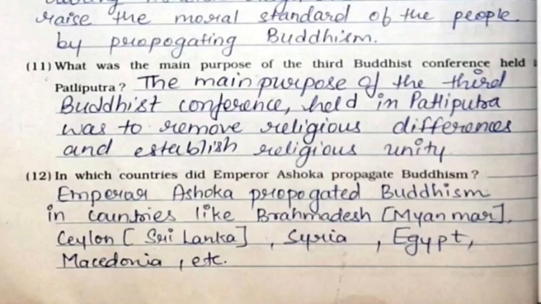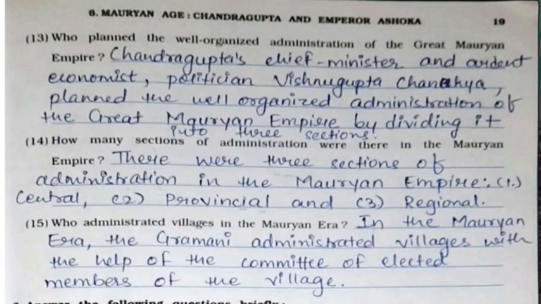12th one, in which countries did Emperor Ashoka propagate Buddhism? So, Emperor Ashoka propagated Buddhism in countries like Brahmadesh, that is Myanmar, Ceylon, that is Sri Lanka, Syria, Egypt, Macedonia, etc. 13th one, who planned the well-organized administration of the Great Mauryan Empire? Chandragupta's chief minister and ardent economist, politician Vishnugupta Chanakya planned the well-organized administration of the Great Mauryan Empire by dividing it into 3 sections.